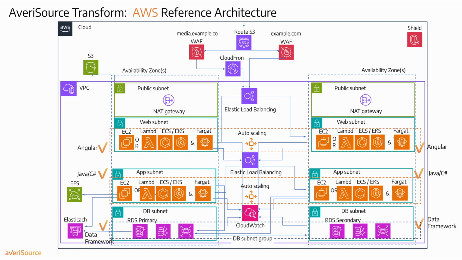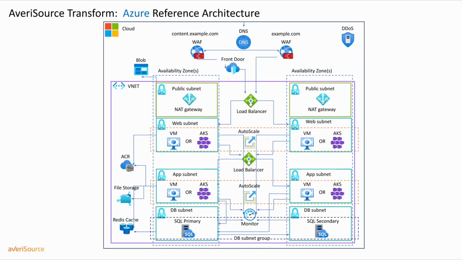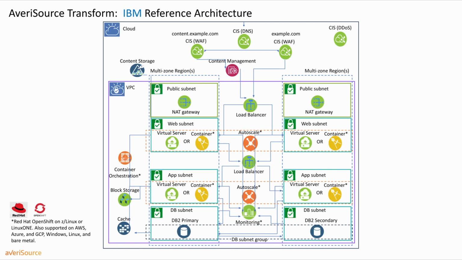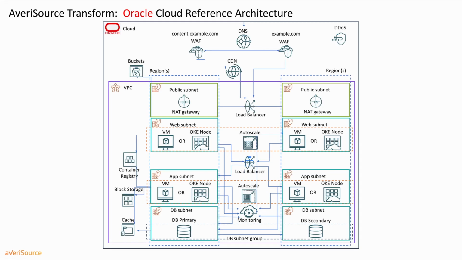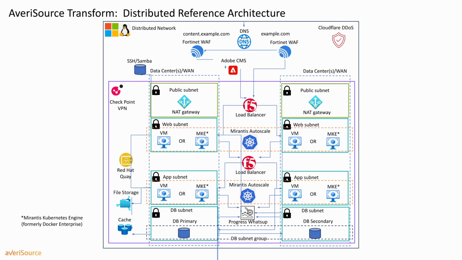AveriSource doesn't recommend particular products or platforms, but provides reference architectures for deployment on popular platforms such as the AWS cloud environments and container management systems like ECS or EKS, Azure cloud environments and container management systems like AKS, IBM cloud environments and container management systems like Red Hat OpenShift that even run on the mainframe, Google cloud environments and container management systems like GKE, Oracle Cloud environments and container management systems like OKE, distributed data center environments and container management systems like Mirantis, formerly Docker Enterprise, MKE.